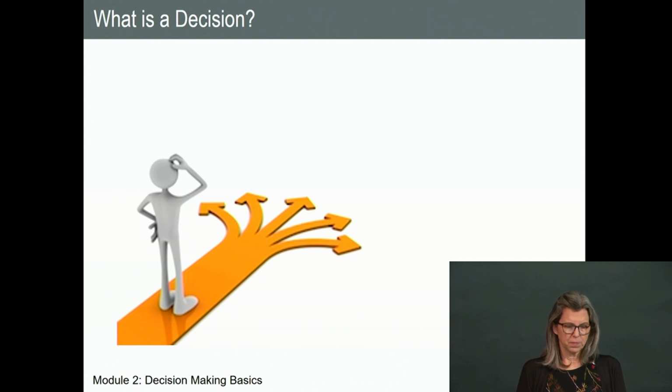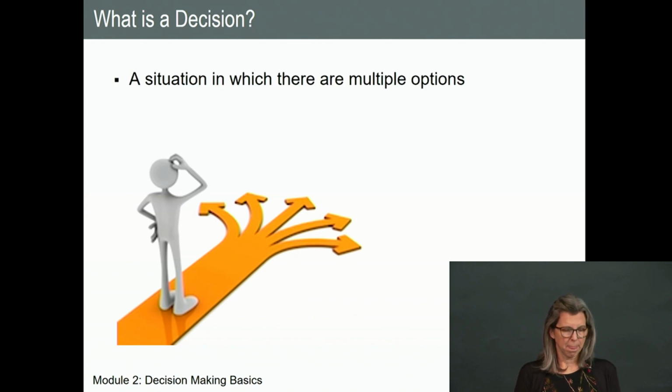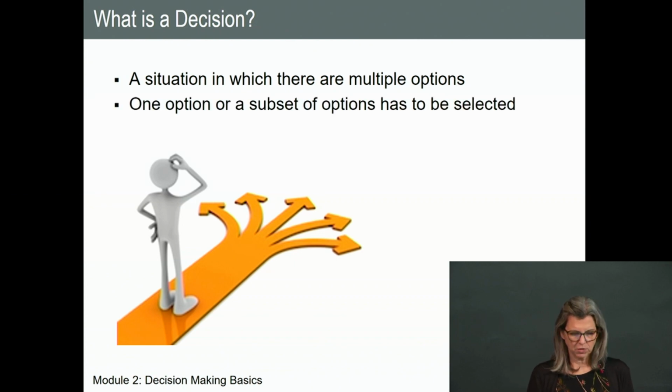So first, let's step back and think about what a decision is. Of course, we all probably know what a decision is. We've heard this word our whole lives. But we need to formalize things to make sure we're all on the same page and understanding the language in the same way. So first of all, to have a decision, you have to have a situation in which there's multiple options. If there's only one option and there's no other things that could be chosen, then that's not really a decision, that's just moving forward. So you have to have multiple options, and then you have to have a situation in which one option needs to be selected. So the decision is made when one of those options is chosen.